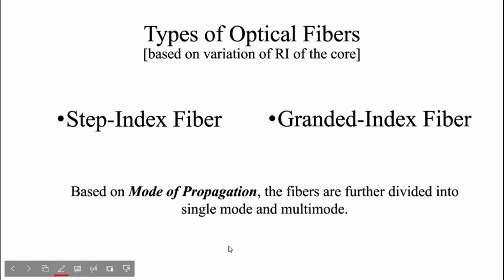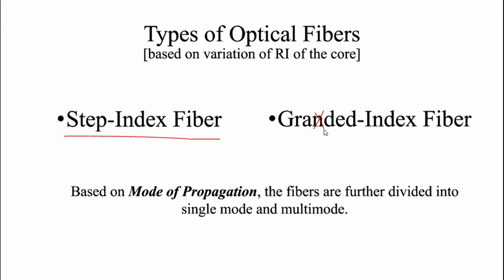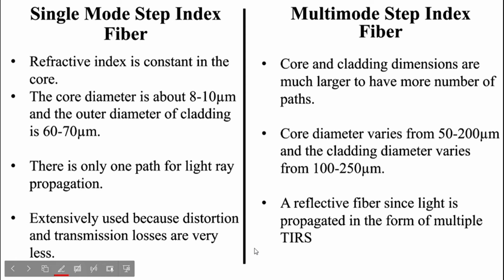Now let's go to the types of optical fiber. This is based on the variation of refractive index of the core, because based on mode of propagation, the fibers are further divided into single mode and multi-mode. So we have step index fiber and graded index fiber. For the step index fiber, we have single mode and multi-mode.